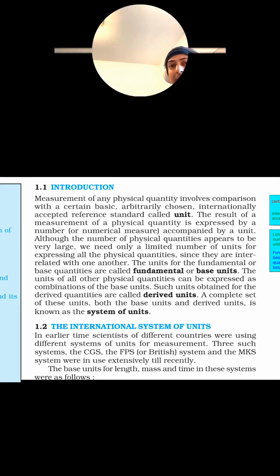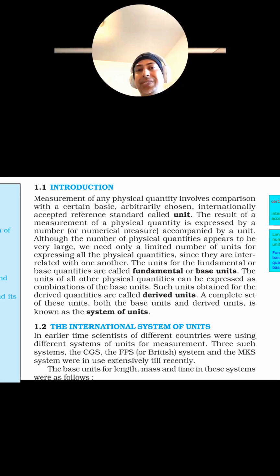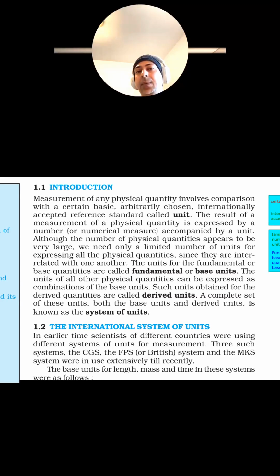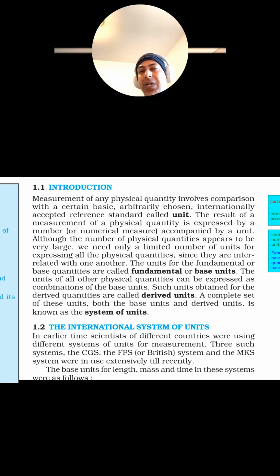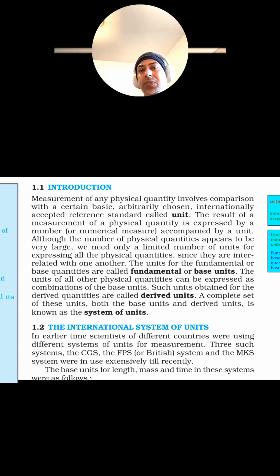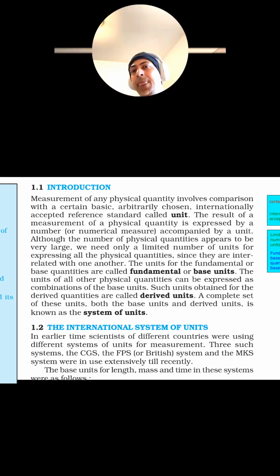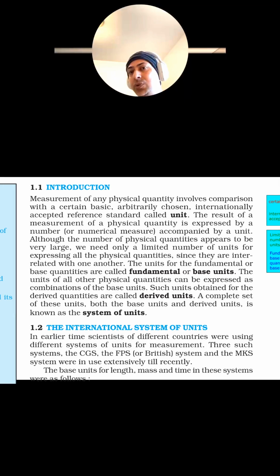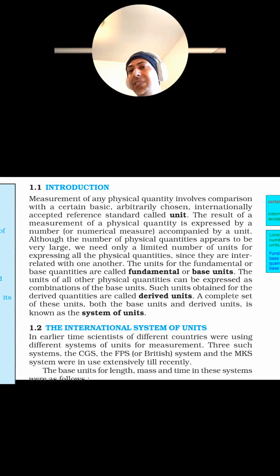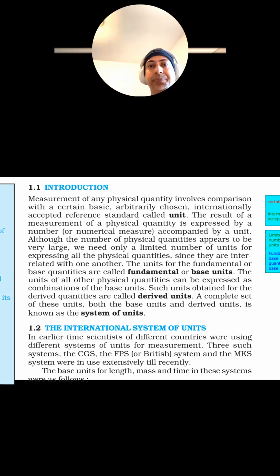This unit, the thing that we are talking about, will become a reference standard for everyone to reference and look at and see, okay, we will use this unit. So it's that certain basic, arbitrarily chosen, internationally accepted reference standard. That is the unit, right?